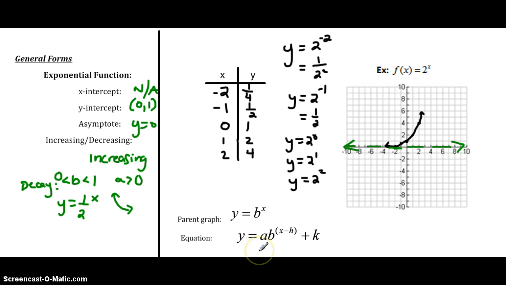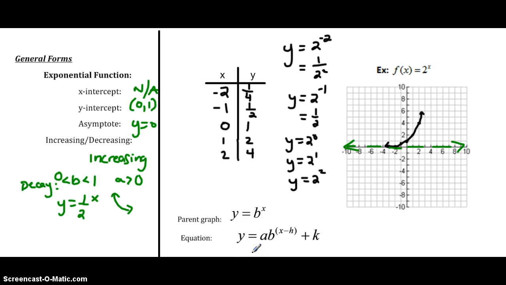Transformations occur just like they have with all of our functions with a, h, and k. So notice where a, h, and k are, and remember that a is going to stretch our equation, or it could reflect it. Also, h is going to move it left and right, and k is going to move it up and down. So we'll be doing more of these in class, but notice the equation of the parent graph and the equation of the transformations.